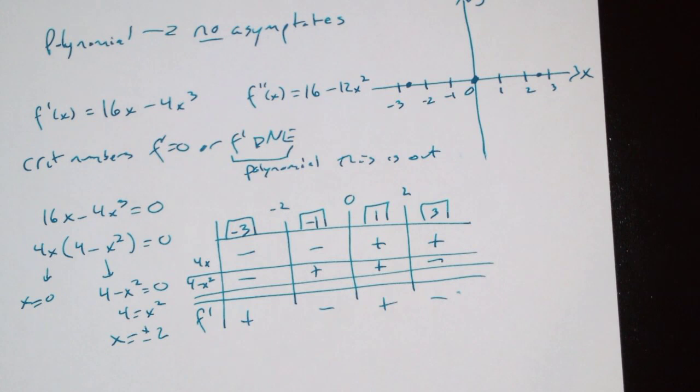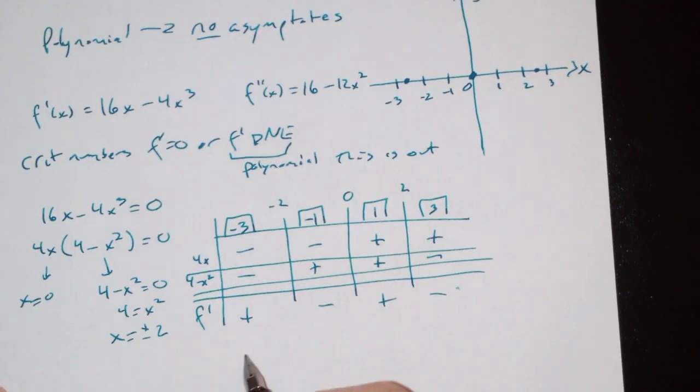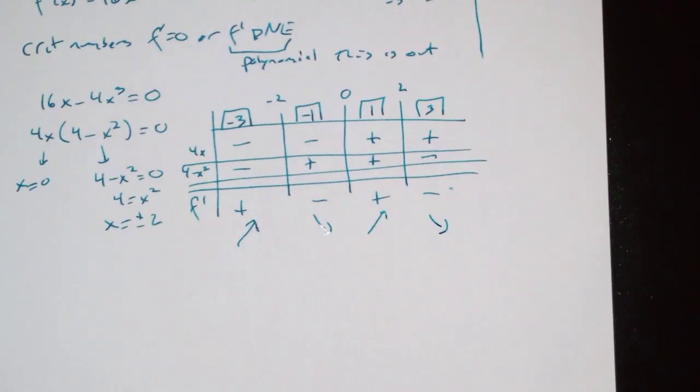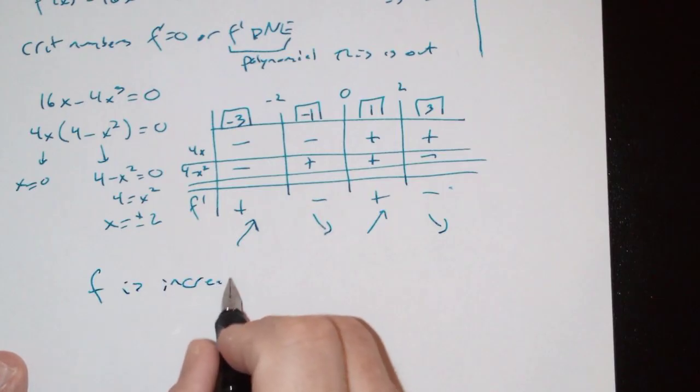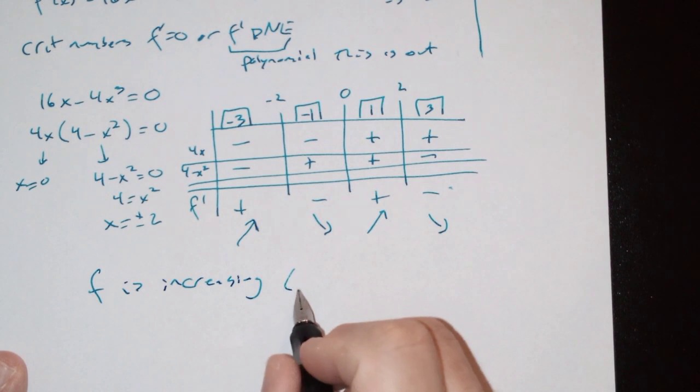And Chase, this gives me the extremes. And Jordan, this tells me where we're going up and where we're going down. So it tells me about the behavior of f. Up, down, up, down. F is increasing here.